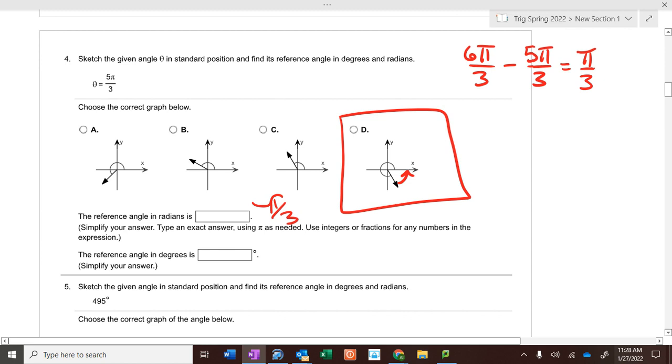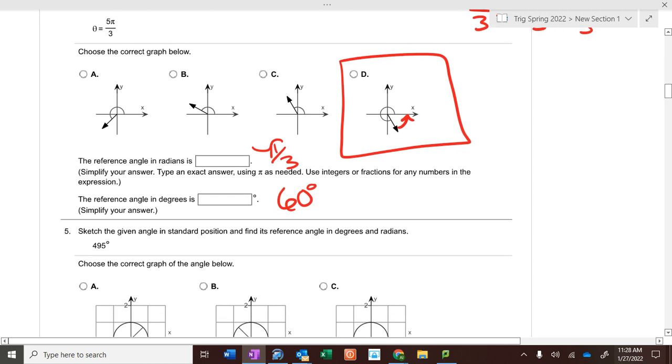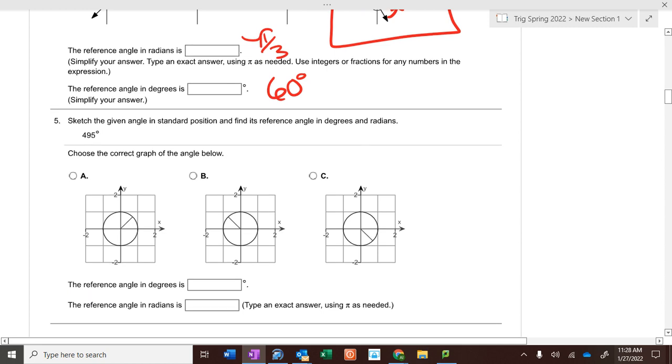What is pi over 3 in terms of degrees? 60 degrees. 495. Uh-oh. Now I got to go back to the very first section of the chapter and think coterminal angles. What's a coterminal angle with 495?